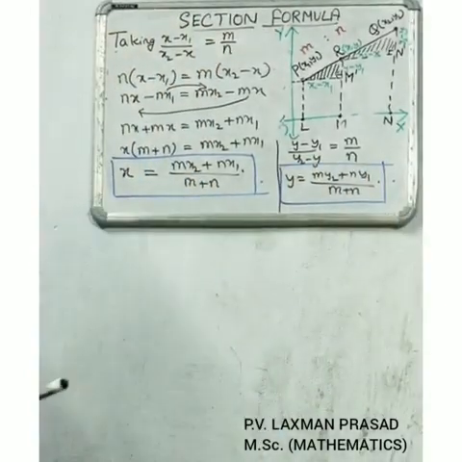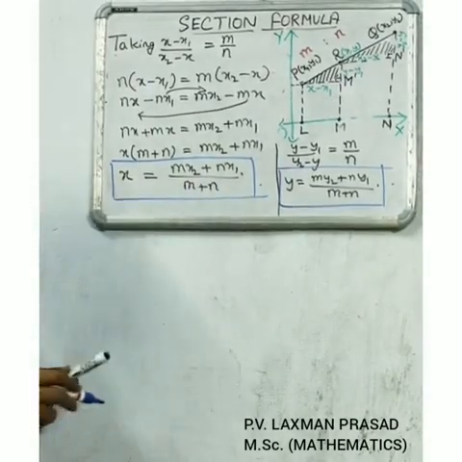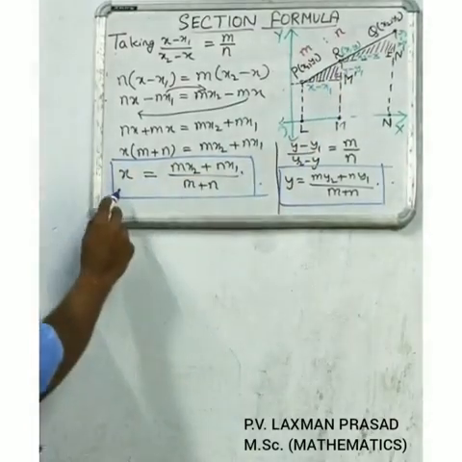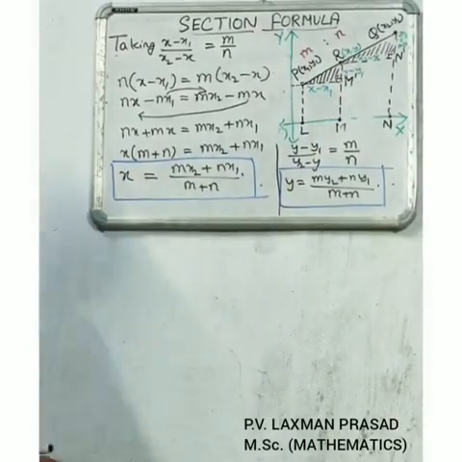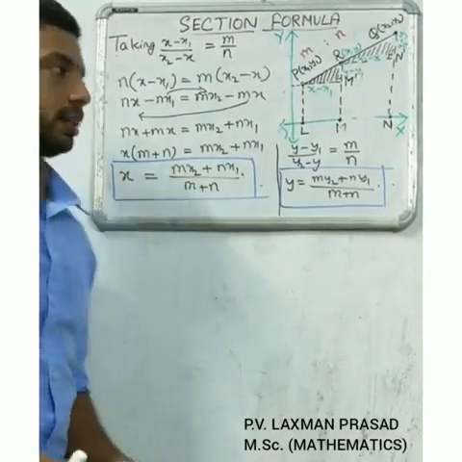So hence we have proved the statement which I had mentioned. The coordinate of R is ((mx2 plus nx1) by (m plus n), (my2 plus ny1) by (m plus n)).